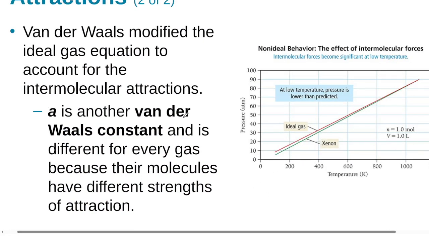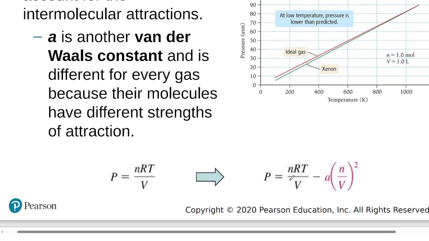So a is another van der Waals constant that we can use for each gas to correct for the lower pressure at low temperature. If we solve for P with the ideal gas equation, we see that it's nRT over V. So we have a correction for non-ideal gas behavior at low temperature. So P is equal to nRT over V minus a times n over V squared.